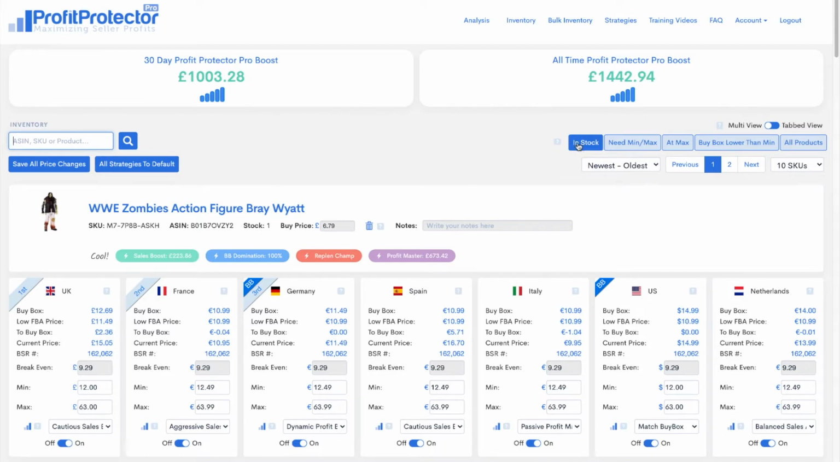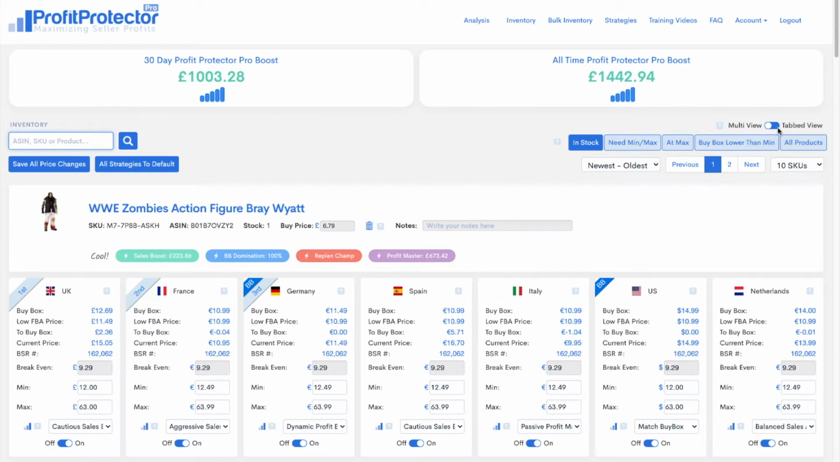You've got in-stock products, which means you can tab and view different products: all products or just in stock ones, ones that need a minimum or a maximum, ones that are currently at maximum, ones where the buy box is lower than your minimum, and all products. And we have a multi-view and a tabbed view within Profit Protector Pro, because different people sell on different marketplaces.